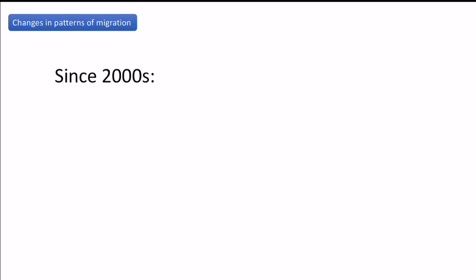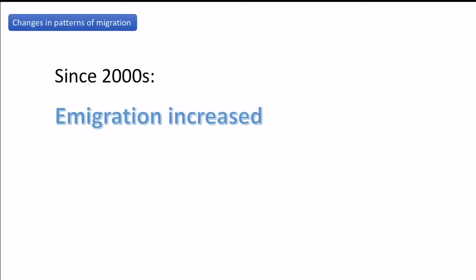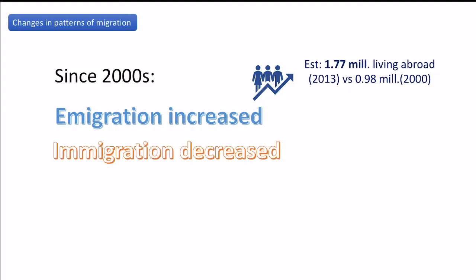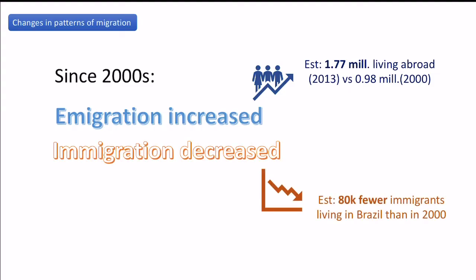Since the 2000s, obviously, we've seen patterns change. Emigration has obviously increased, and in terms of figures, that means back in 2000, there were about 0.98 million Brazilians living abroad, and that has increased to 1.77 million. These are obviously estimations, but we can see that there's a clear pattern. At the same time, immigration has decreased, so it's estimated that there are 80,000 fewer immigrants living in Brazil than there were in 2000. We might even look into the future and say that these patterns might also change again.